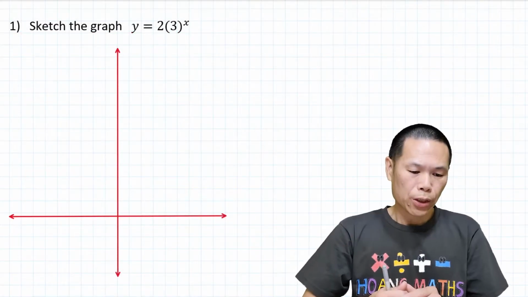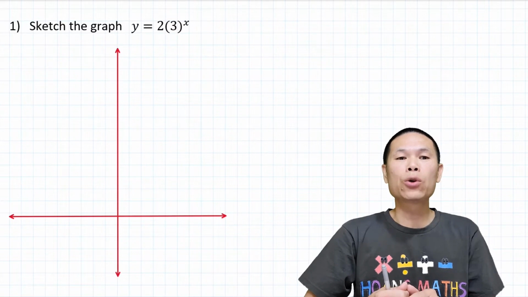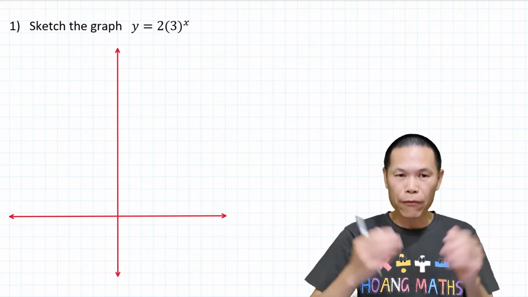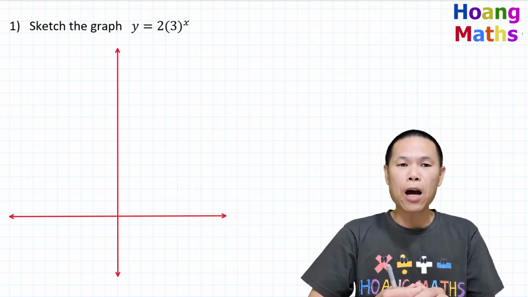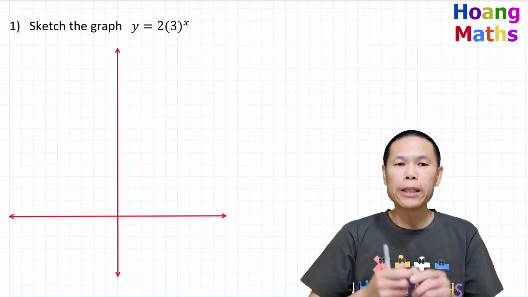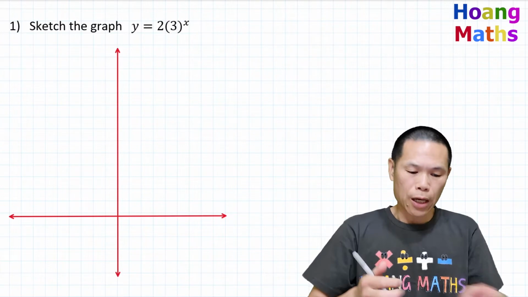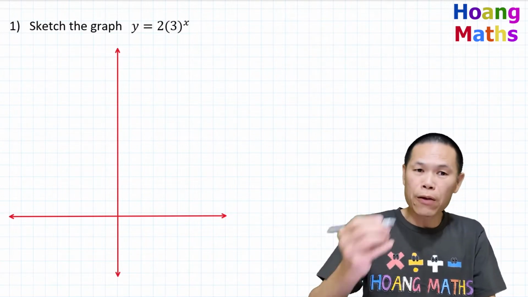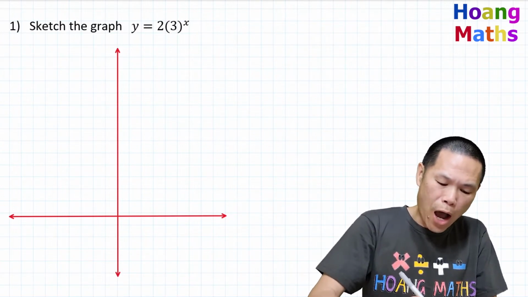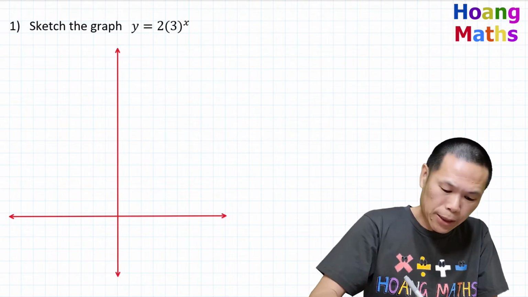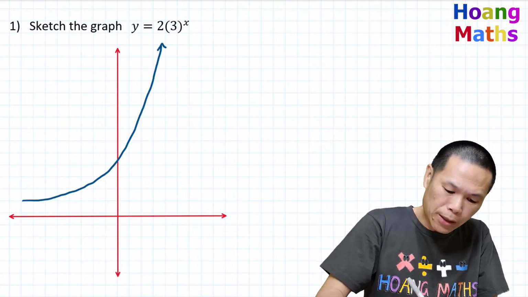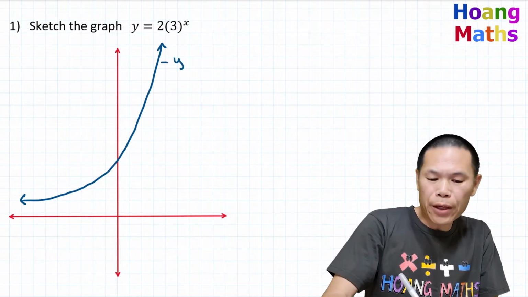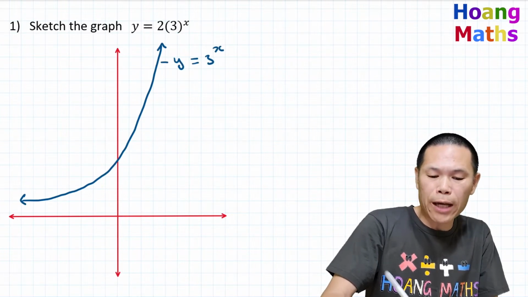First one. We need to sketch y is equal to 2 times 3 to the power of x. First of all, we need to know the behavior of the graph y is equal to 3 to the power of x. So we know that the behavior of the graph of y is equal to 3 to the power of x is this. It's just a rough sketch, okay? So this is y is 3 to the power of x.